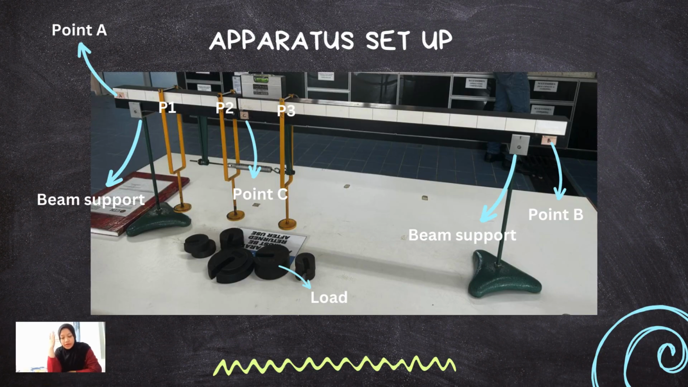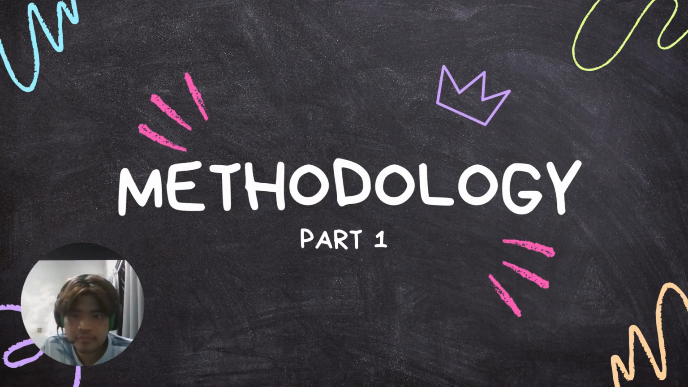This is the apparatus setup. We have a beam, with point A, point B and point C in the middle, P1, P2 and P3, beam support and load.